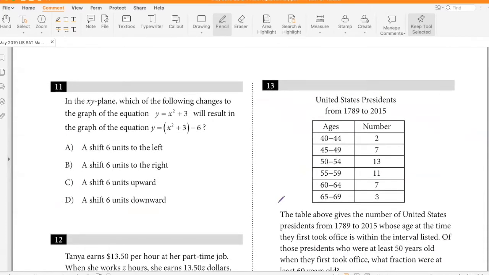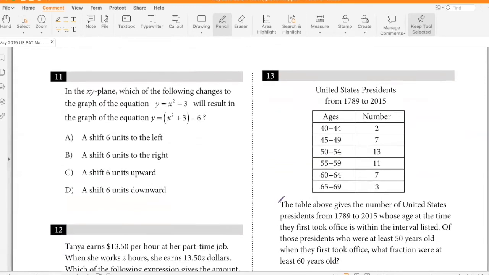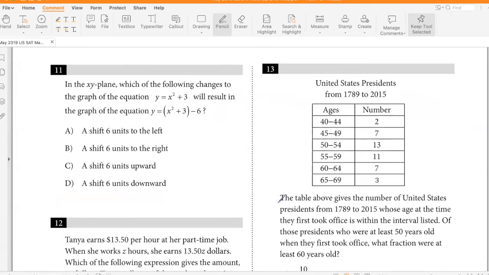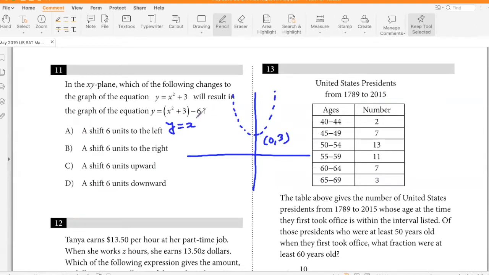In the xy plane, which of the following changes to the graph of the equation y is equal to x squared plus 3 would result in the graph of the equation y is equal to x squared minus 3? Okay. So y is equal to x squared plus 3 will be a parabola with the vertex at (0, 3). And y is equal to x squared minus 3 will be a parabola with its vertex at (0, negative 3). So we have moved the first parabola 6 units downward. D.